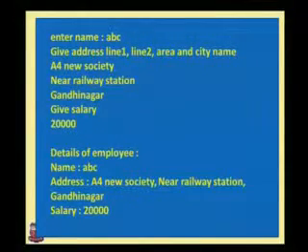So when we are printing these values, the details of the employee will be printed. So what is the benefit of looping of a particular structure, of nesting of a particular structure? When we are printing that, ABC will be printed from the employee structure, and from the address field, the next address: A4, New Society, near railway station, Gandhinagar. These values are printed from the address field.